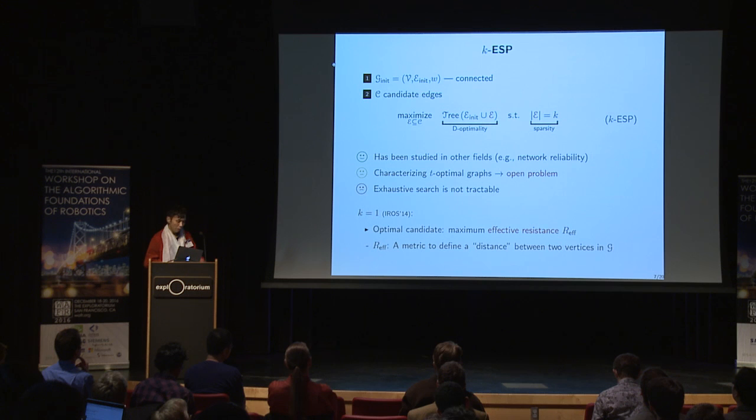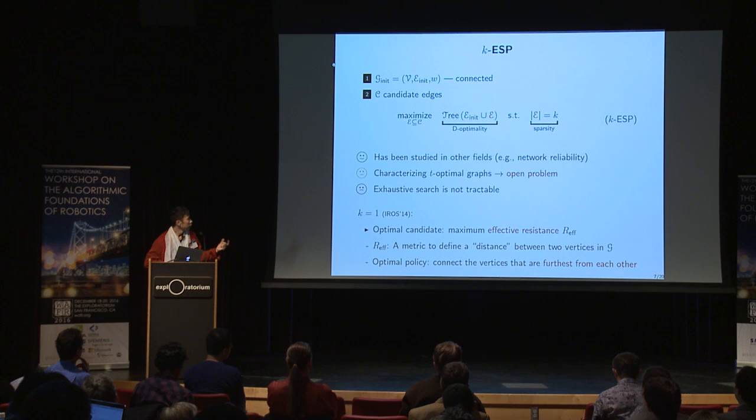In IROS 14, we considered the case when k equals 1, meaning you choose only one candidate to add to the graph at a time. In that case, we proved that solving this problem is basically finding an edge which has the maximum effective resistance, which is closely related to the distance between the two vertices of the edge.